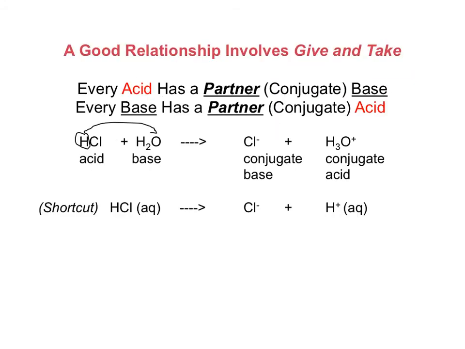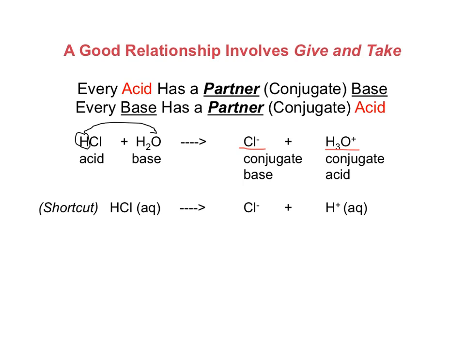Let's check out the give and take relation between HCl and water. HCl is the acid and it gives a proton to water. H2O is the base and it takes a proton from HCl, the acid. After HCl gives a proton, Cl- is left. Cl- is called the conjugate base of HCl acid. After H2O takes a proton from HCl acid, H3O+ is left over. H3O+ is called the conjugate acid of the H2O base.